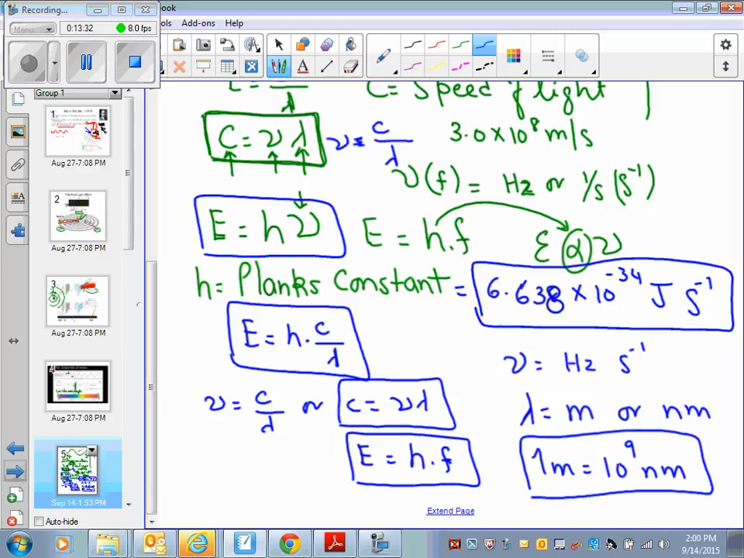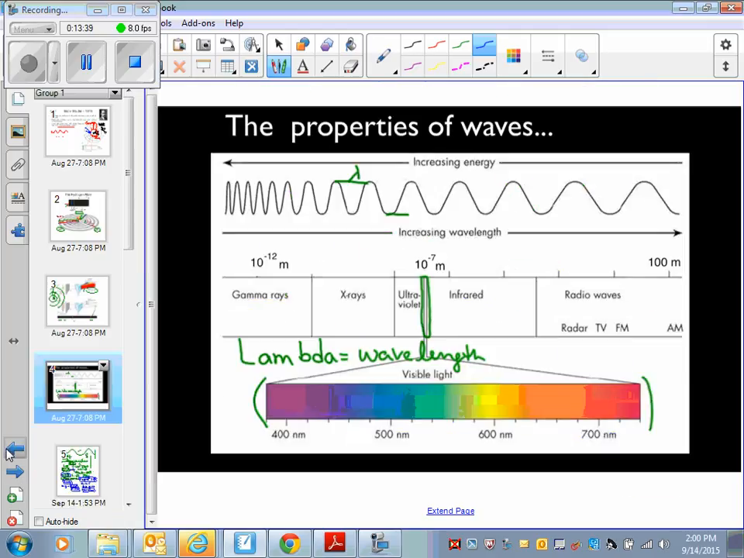So if we understand the concept of energy and the frequency and the wavelength, I would like to go back to this page, and I want you to see how things are on this spectrum. So on this spectrum, we have gamma rays, X-rays, UV rays, IR, radio. So where do you think has more energy? Which one has more energy, which one has less energy?